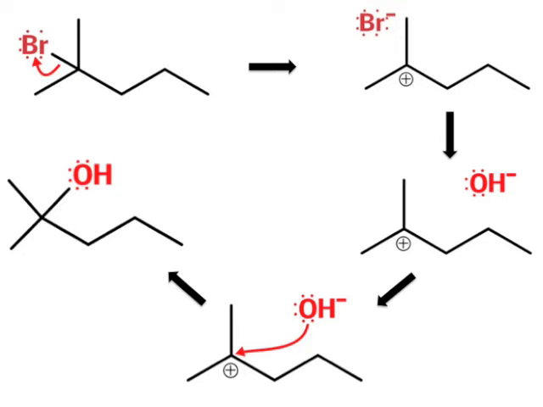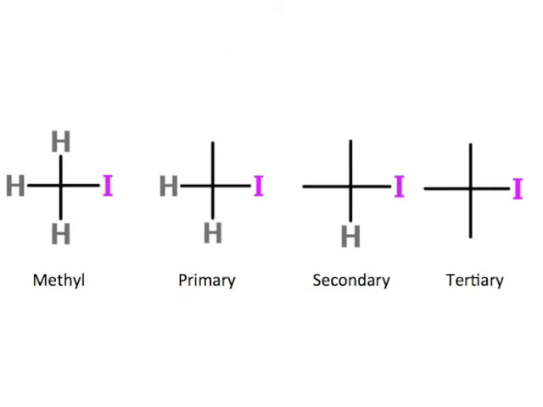This is SN1. The key unimolecular rate-determining step is when the leaving group leaves. Okay, that's nice and all, but why is this happening? What tells you whether an SN1 reaction will occur? The most important part is the structure of the substrate.